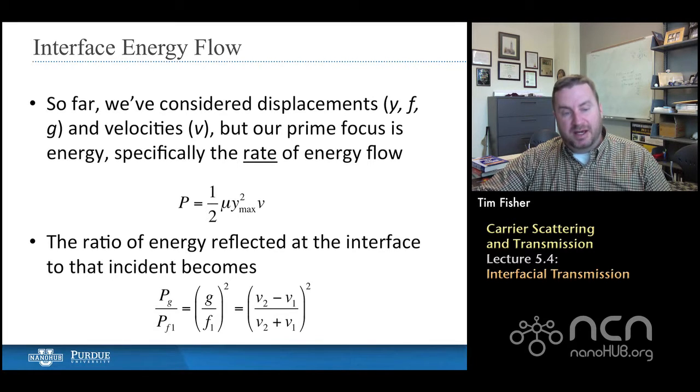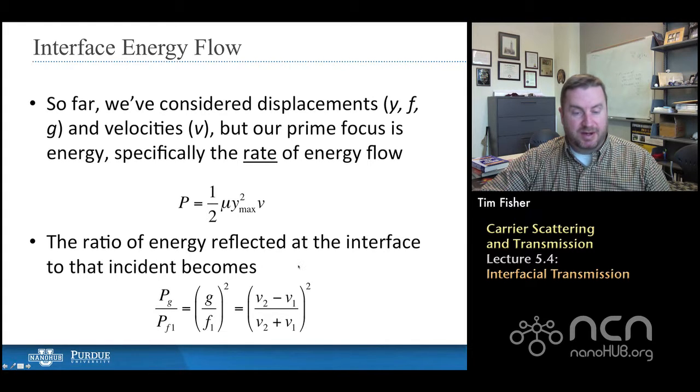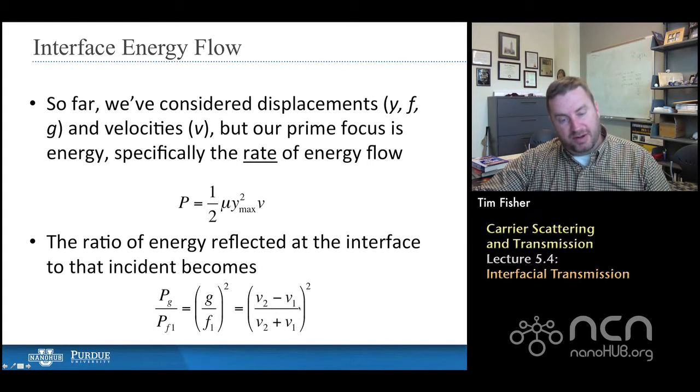So this reflected energy coefficient, that would be P subscript G, divided by the input or incident energy, that's P subscript F1, is just the ratio of those displacements squared, which again, from our previous derivation, we can relate to velocities. And as you might expect, if the wave velocity in medium 1 is the same as medium 2, then nothing is reflected, and so this ratio of energy flows will be 0 because nothing will be reflected.